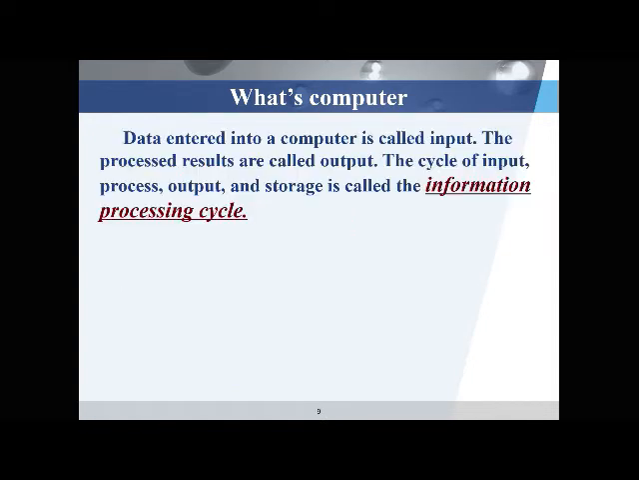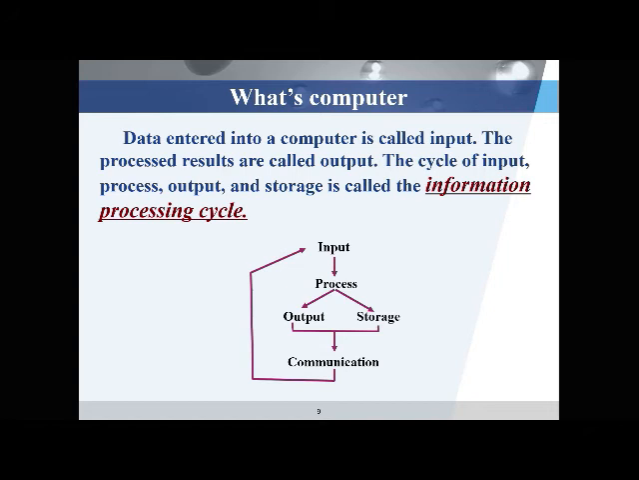So data entered into a computer is called the input, and the processed result is called the output. The cycle of input, process, output, and storage is called the information processing cycle. So this is a cycle. We have input here, and then we process the input and generate some output, and at the same time you can store the information somewhere, and then through communication, you can send it to the input again.